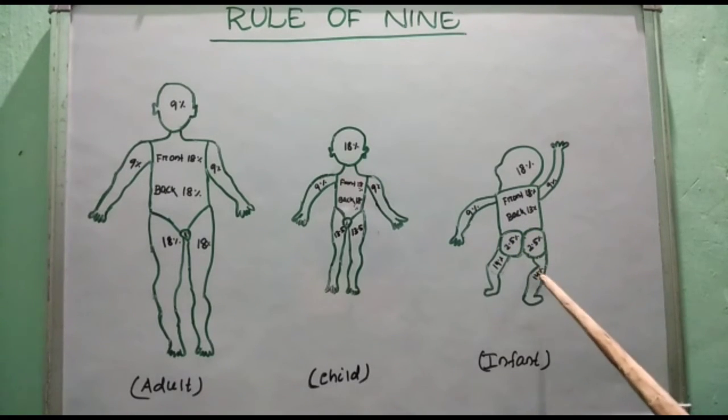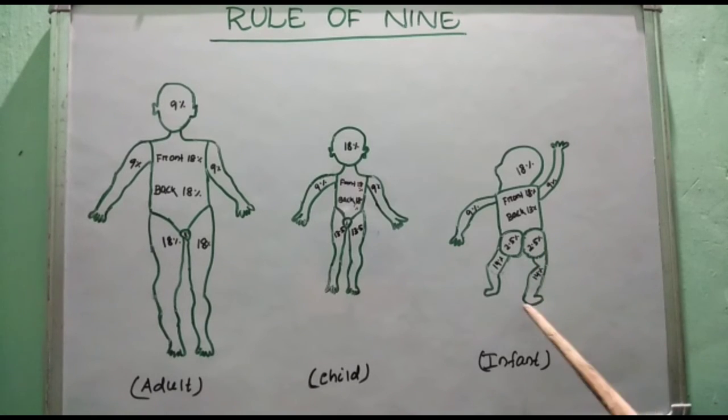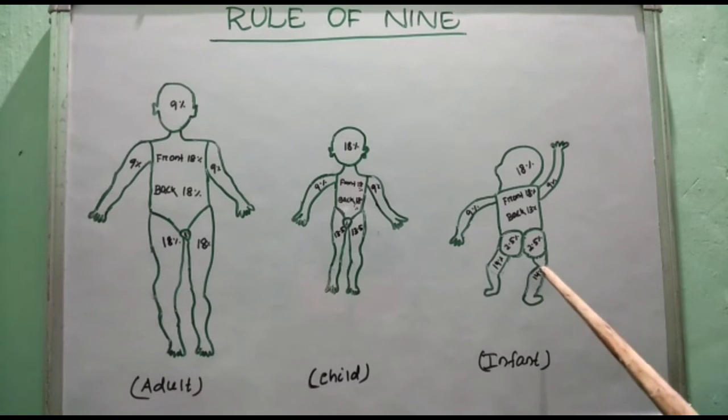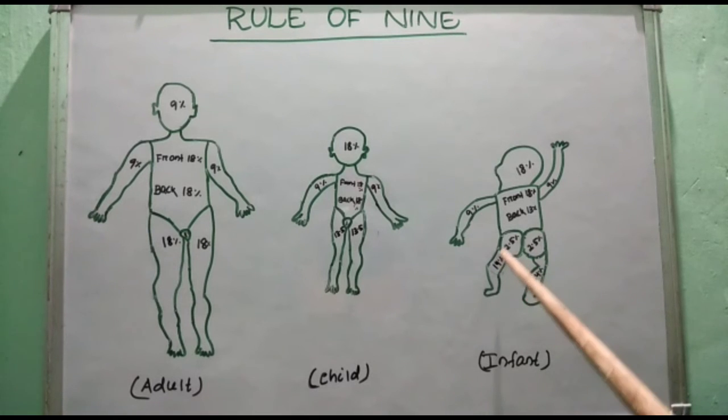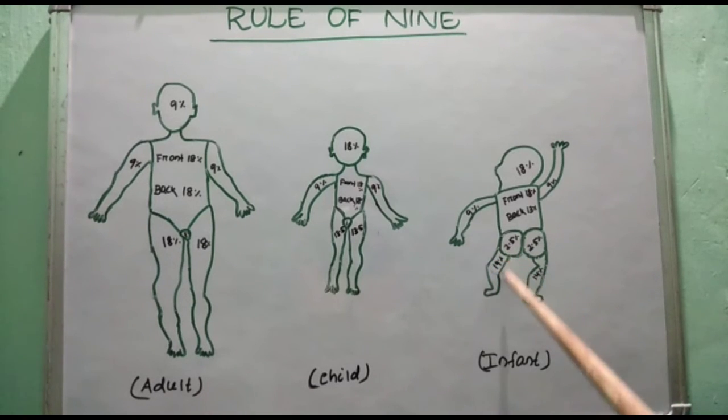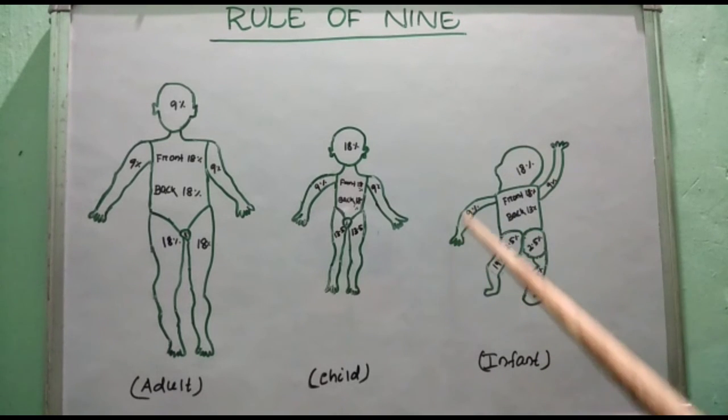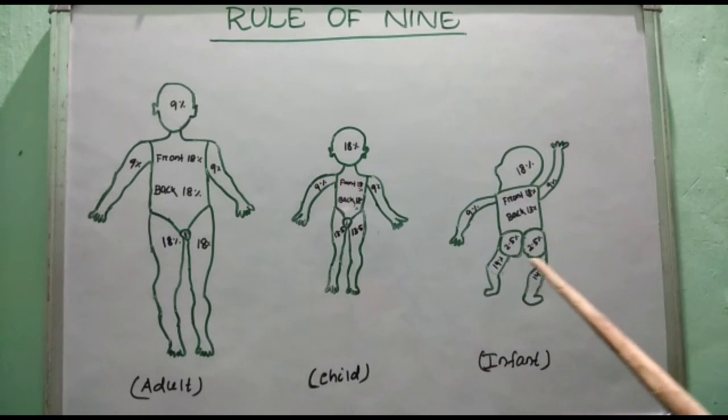For right leg totally, if right leg is totally bone, it is 14%. For anterior part it is 7%. For posterior part it is 7%. Like this, if left leg is totally bone, it is 14%. If anterior part is bone, it is 7%. And if posterior part is bone, it is 7%. Here also, if total infant body surface area is bone, it is 100%.